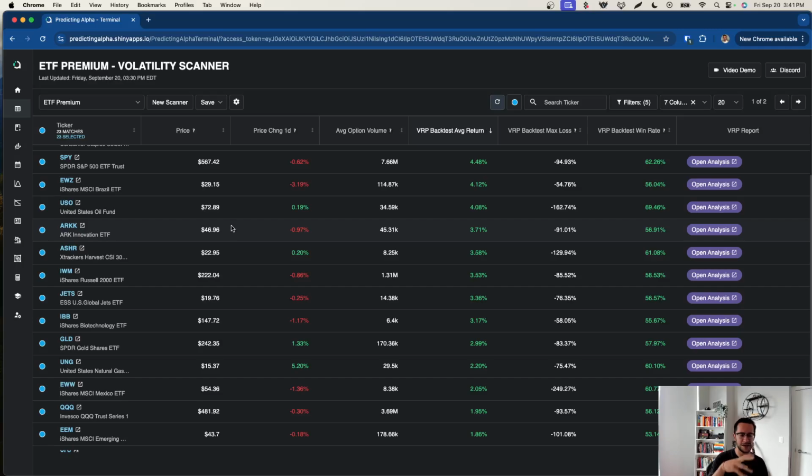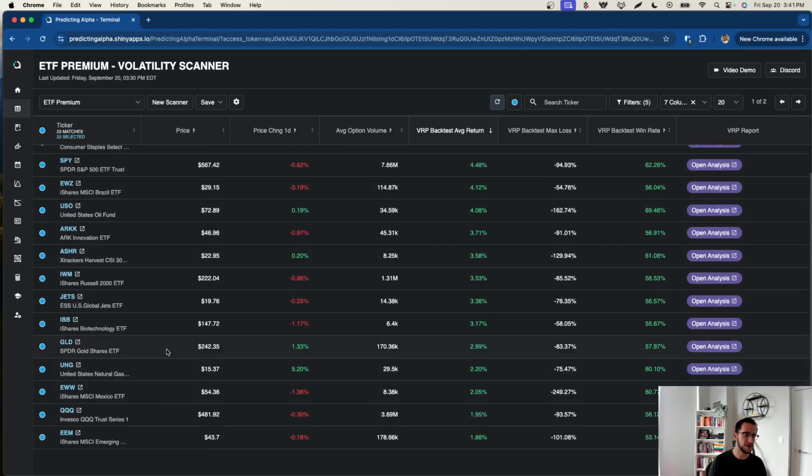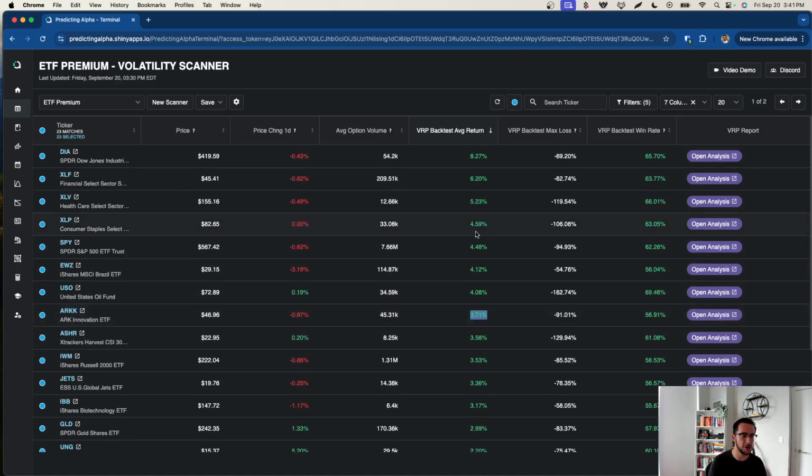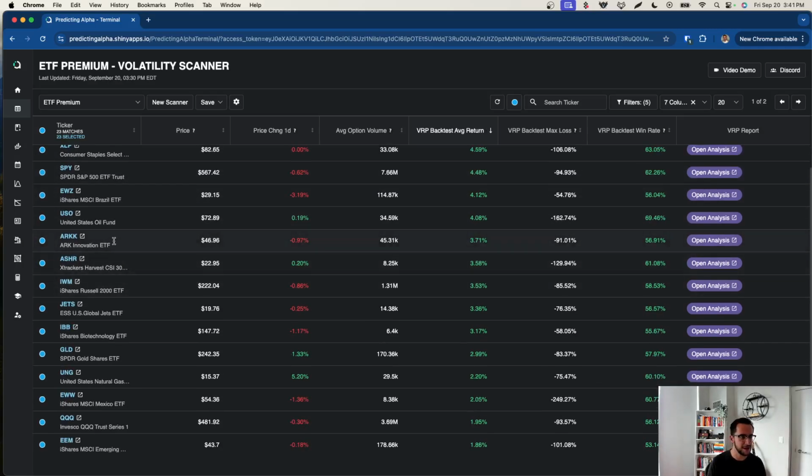The 2 trades that I looked at out of this list that I don't have on right now are XLF and ARK. ARK is also on this list right here. Both of these have pretty good liquidity, a pretty solid average VRP return. Backtest return, 3.71% for ARK and 6.2% for XLF. Huge return there. 63% win rate here on XLF, and for ARK, it's about a 57% win rate. So they look pretty similar overall.